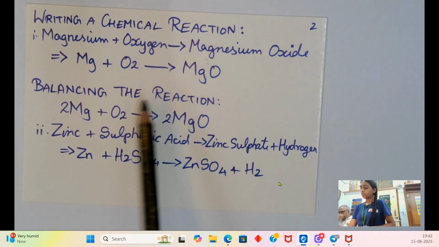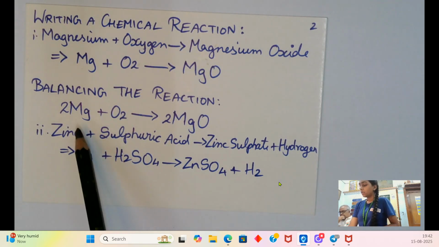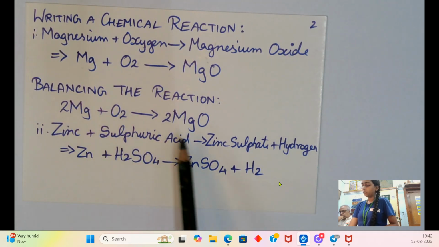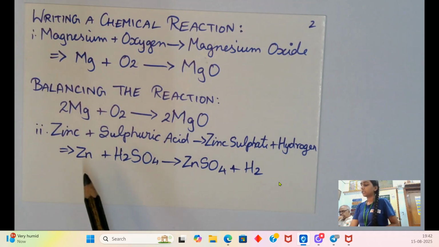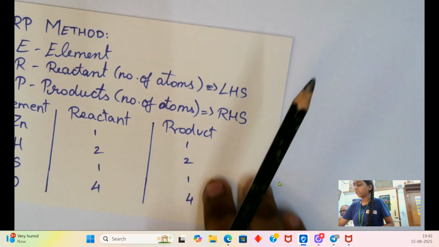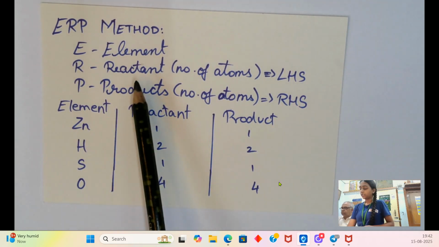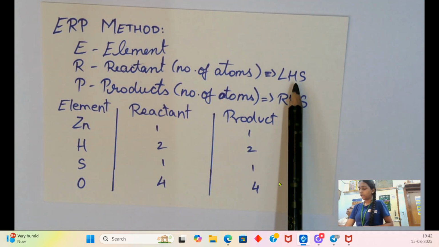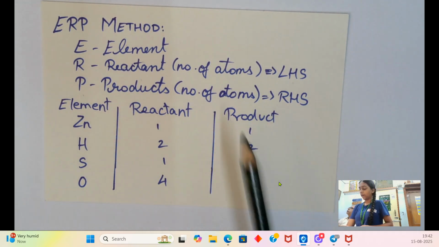So the next step is to balance it. To balance it, we use the ERP method. So here we balance it with the ERP method, where 2 Mg plus O2 gives 2 MgO. And here is the other example. So it is zinc plus sulfuric acid gives zinc sulfate plus hydrogen. Here we use the ERP method, where E refers to the element, R refers to the reactant, which is the left hand side, and P refers to the products, which is the right hand side.